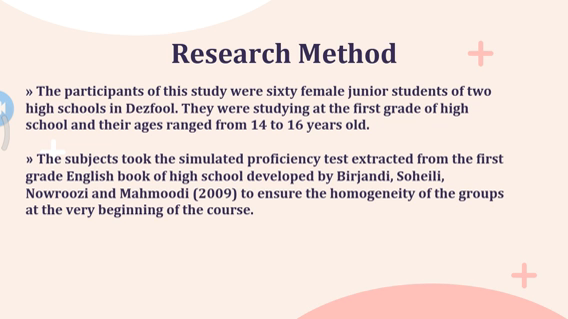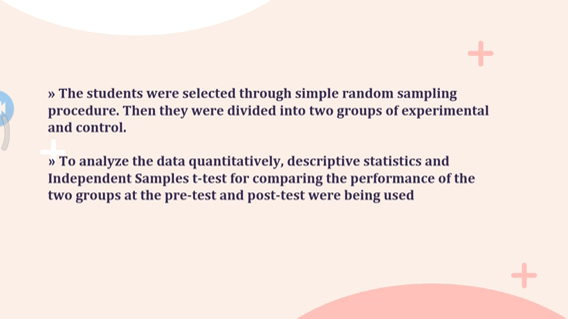The subjects took the simulated proficiency test extracted from the first grade English book of high school developed by Birjandi, Soheili, Nowroozi and Mahmoudi, 2009, to ensure the homogeneity of their groups at the very beginning of the course. The students were selected through simple random sampling procedure. Then they were divided into experimental and control groups. To analyze the data quantitatively, descriptive statistics and independent sample t-tests for comparing the performance of the two groups at the pre-test and post-test were used.